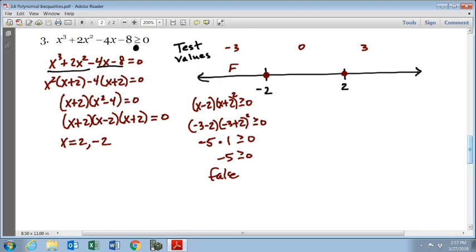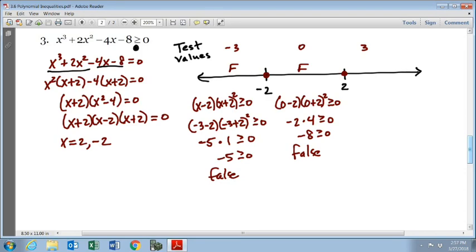Let's try 0. So we'll get -2 times 2 squared. 0 plus 2 is 2, and 2 squared is 4. So we're going to get -8 is greater or equal to 0. That's also false. So we're not going to shade in there either.